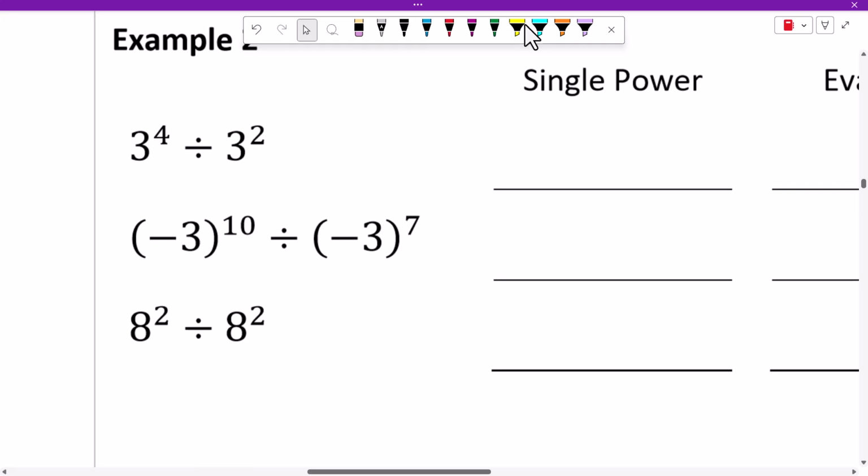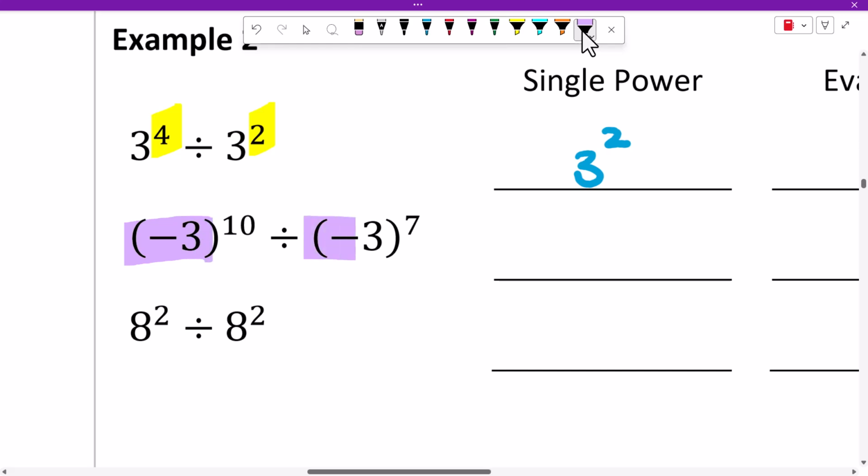So the first one. Are the bases the same? Yes. Right, so the base stays the same. We combine the exponents. What should the exponent be? Liam? 3 to the power of 2. Yes, thank you.